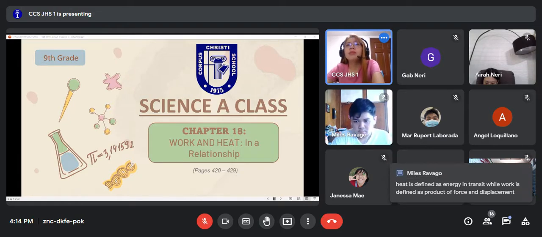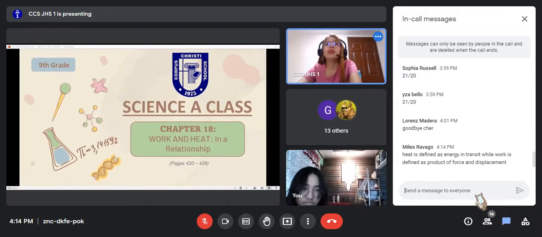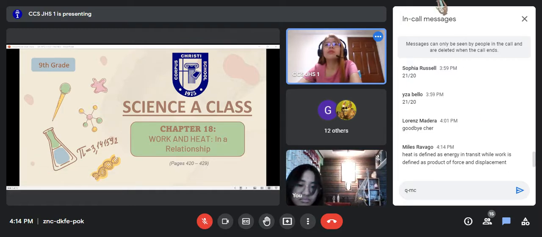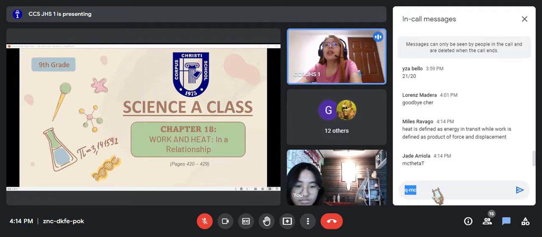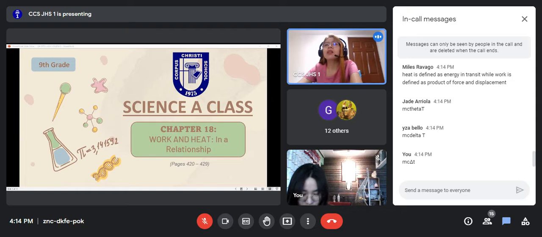Anyone? Okay, heat is defined as the energy in transit, while work is defined as the product of force and displacement. Okay, correct. What is the formula to solve for heat? What is the equation? What is the symbol of heat, by the way? Include the symbol of heat.